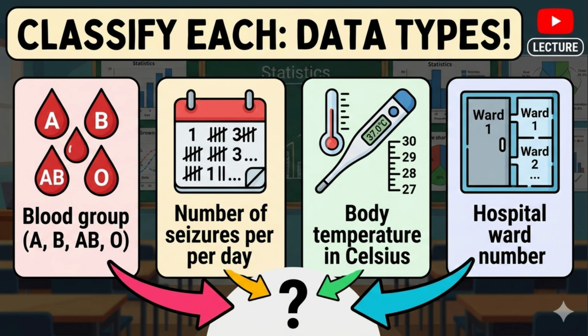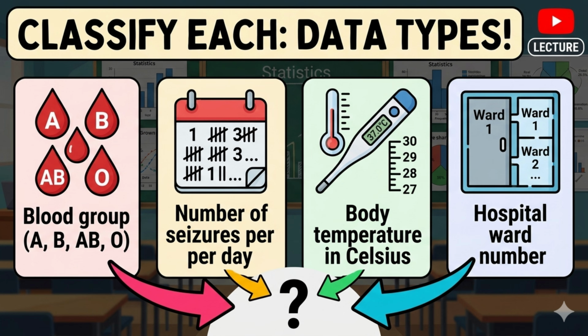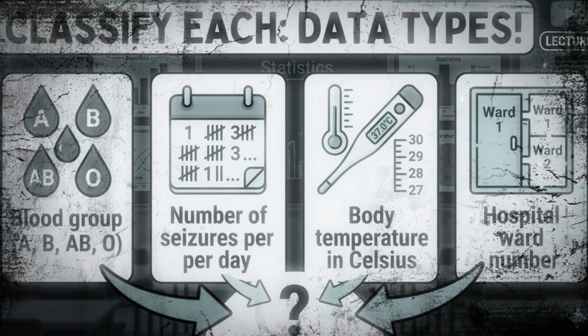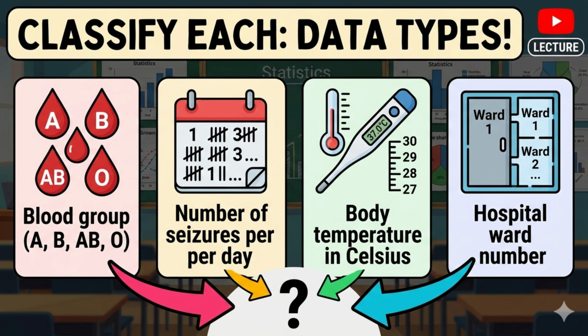Number 4, hospital ward number. Now this is tricky. Even though it's a number, it's actually nominal because ward 3 is not higher than ward 2. Labels again. How many did you get right? Write in the comments. Now let me give you your 1 minute assignment.